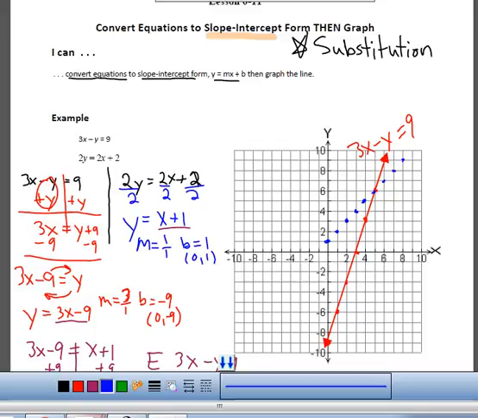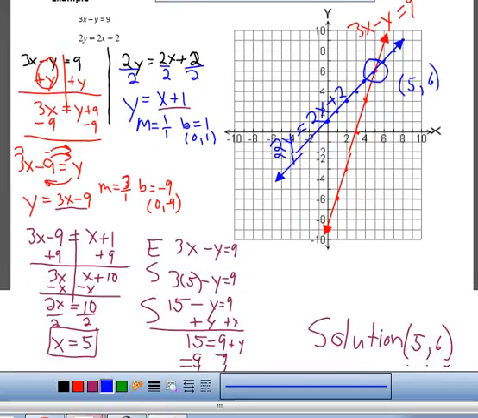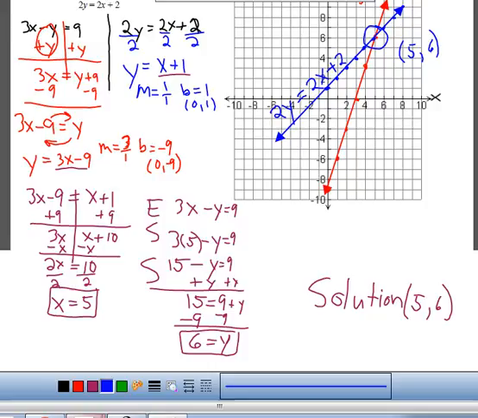And look at that. That's enough for me to connect using a ruler, straight line tool. And again, this is the other equation, 2y equals 2x plus 2. Here's my solution. Just checking, if I look on the graph, that is the point (5, 6). Well, what did I write down at the bottom? Solution (5, 6). It checks.